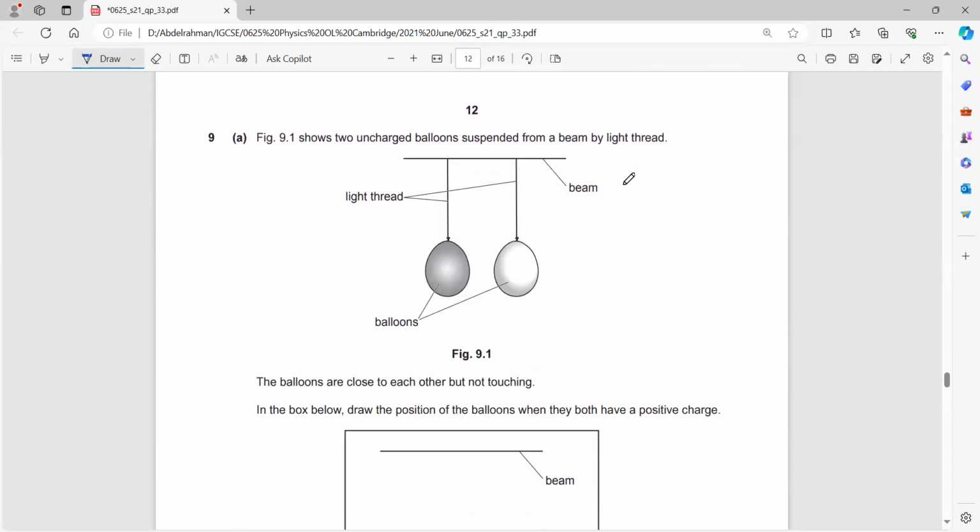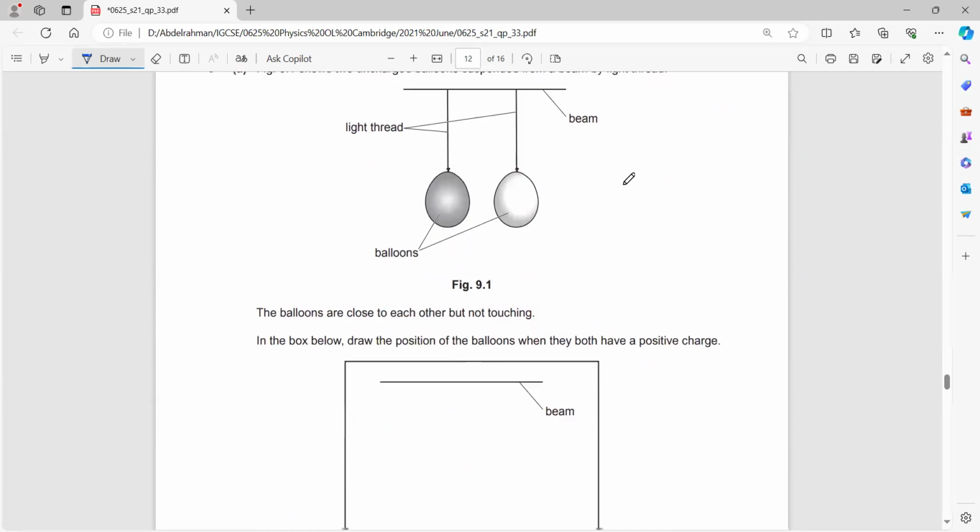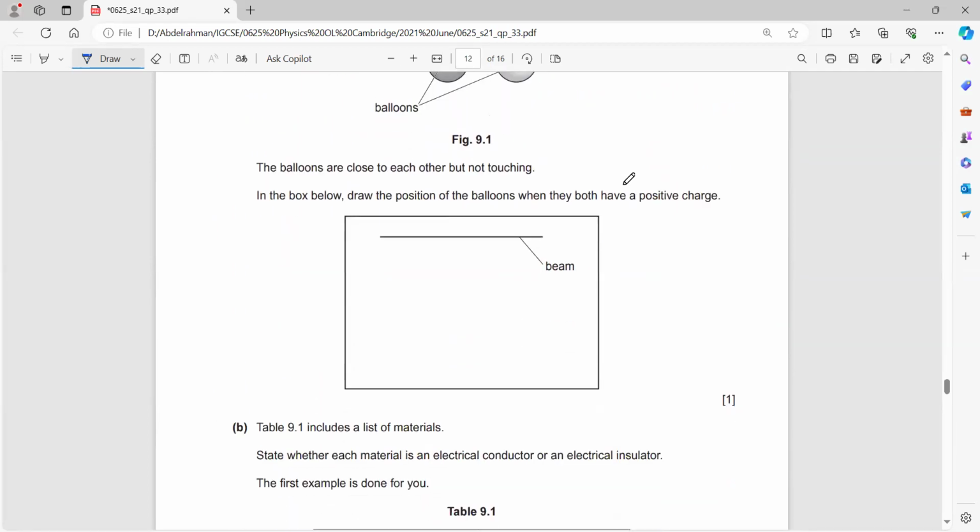I have two balloons. Two balloons are close together, but not touching. Though the position of the balloons, when they both have a positive charge, what will happen? Will they attract or will they repel? Of course, they have to repel. They will move away from each other.